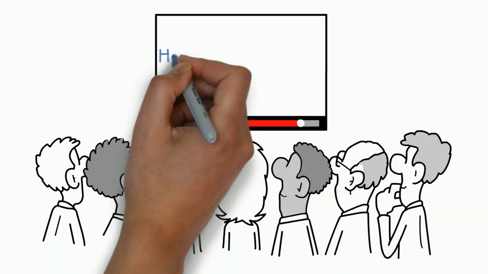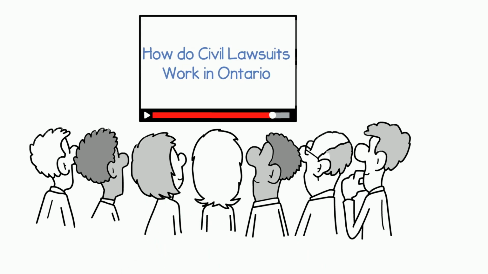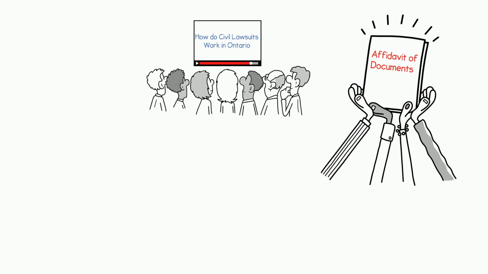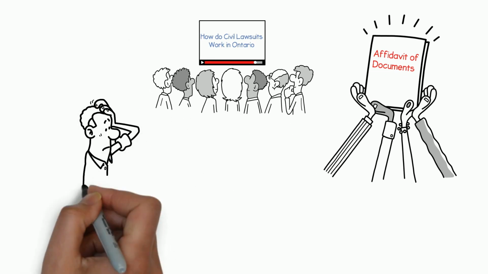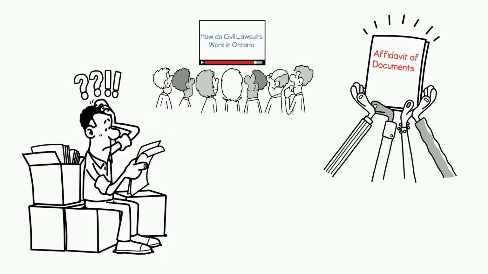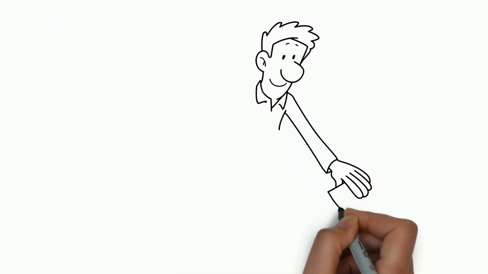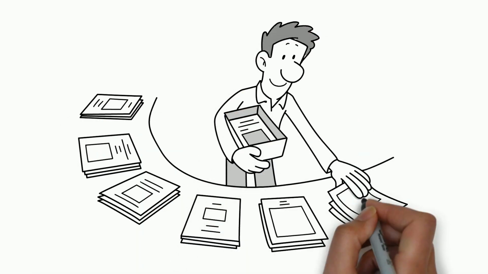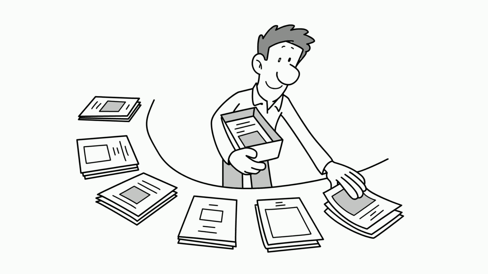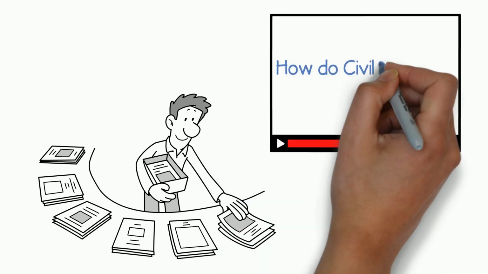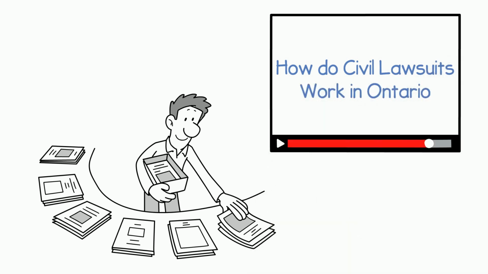If you've been watching our video, How Do Civil Lawsuits Work in Ontario?, then you might have heard the term Affidavit of Documents. Although that phrase sounds like a confusing legal term, the concept of an affidavit of documents is fairly straightforward. Plaintiffs and defendants must ensure that they are both aware of the evidence which will be used in their court cases. If you are not sure about the difference between a plaintiff and a defendant, you can go back and watch our video, How Do Civil Lawsuits Work in Ontario?